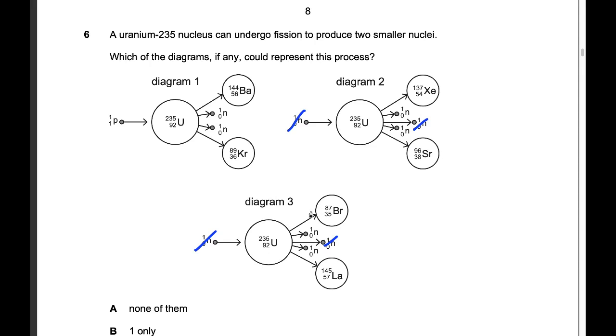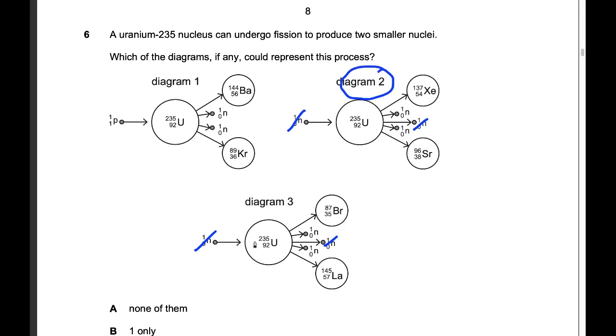So what I would do in diagram 2 is first sum the mass number. So 137 plus 96 plus 1 plus 1, that should equal 235. And yes, it does. Does 38 plus 54 add to 92? Yes, that will as well. So diagram 2 is correct.